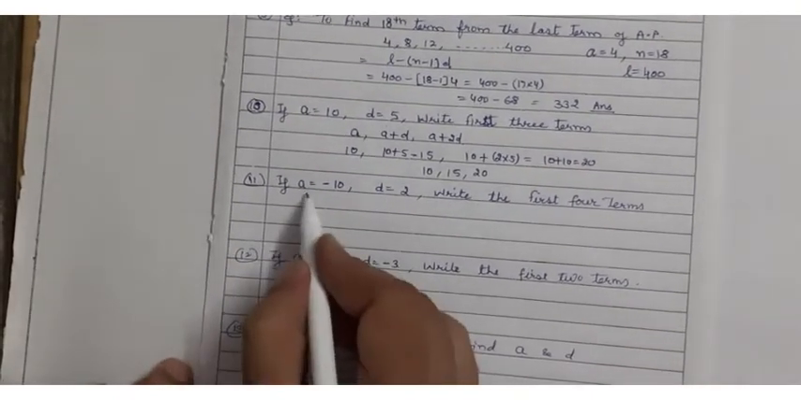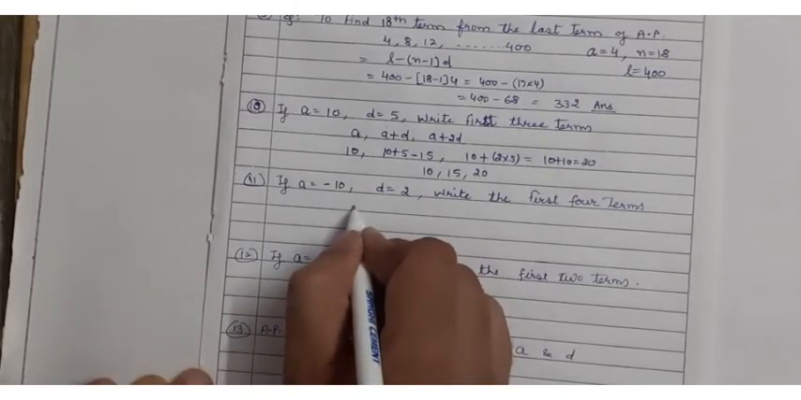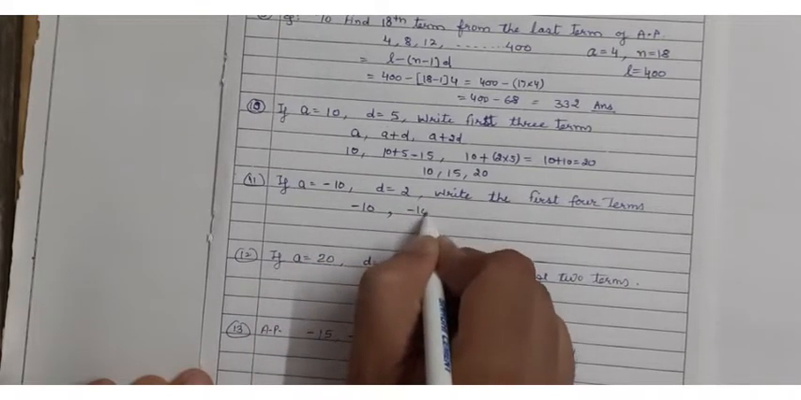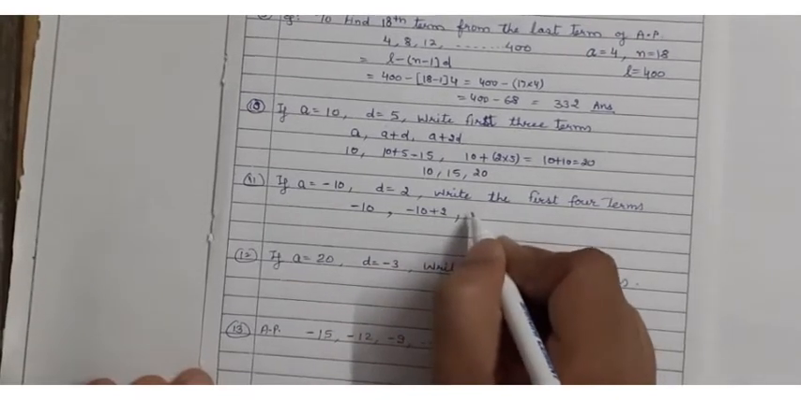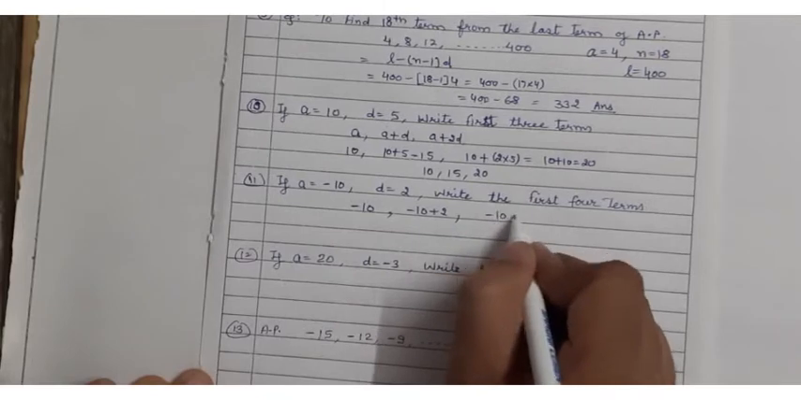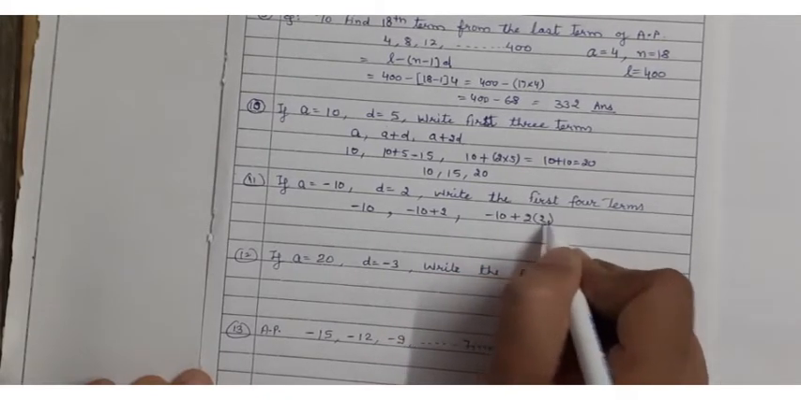If we are given a negative, then no problem. See, again the same: A, A plus D and A plus 2D. What is A? A is minus 10. Then A plus D. D is what? 2. So minus 10 plus 2. Then minus 10 plus 2D. 2D means what? 2 into 2.